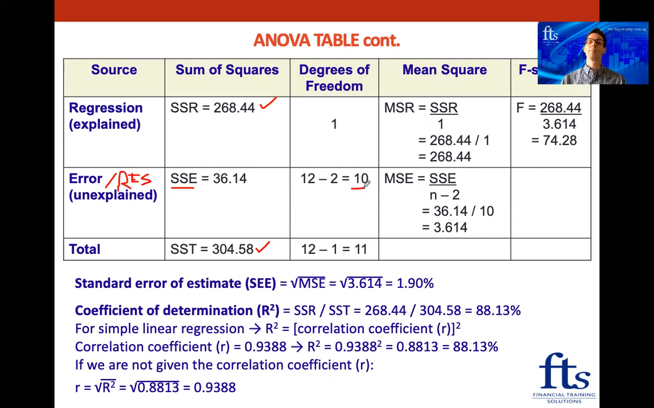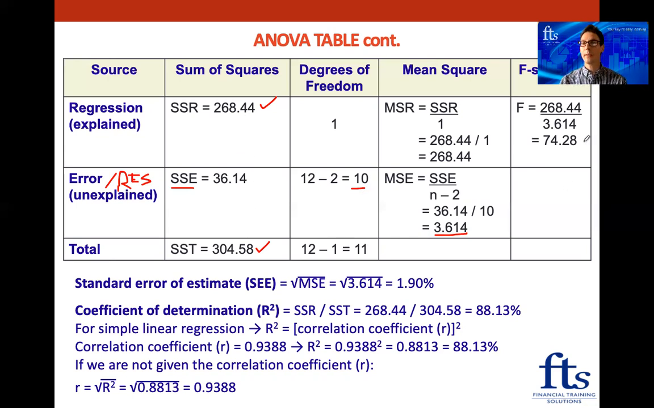So now to work out the mean square regression, all we have to do is take our sum of squares regression and divide by the degrees of freedom. It's just 1, so it's the same as the SSR. For the mean square error, we take our sum of squares error and divide it by our degrees of freedom, 10. So it's 3.614. Then I just wanted us to see that the total degrees of freedom also sums vertically, because 1 plus 10 is 11, like we said, and those two also sum vertically.